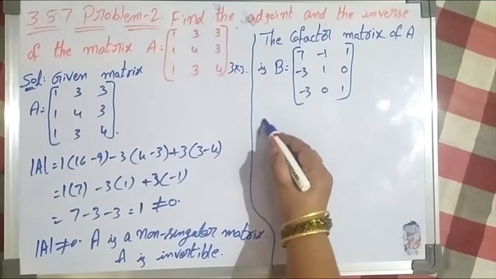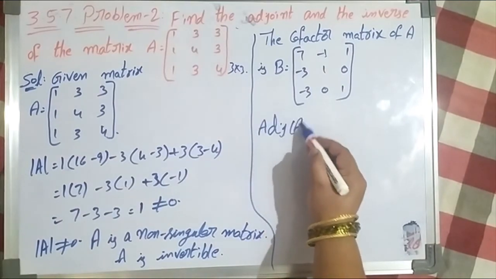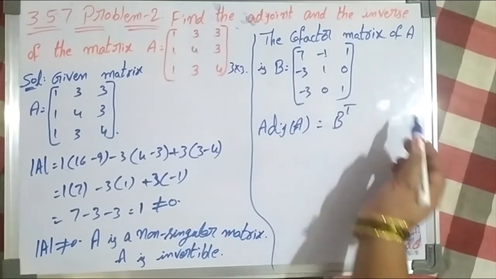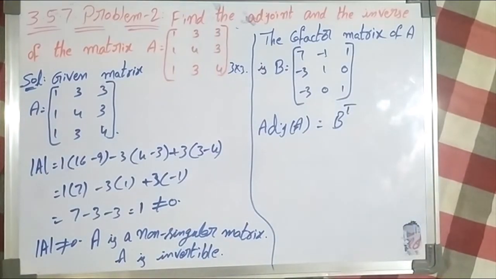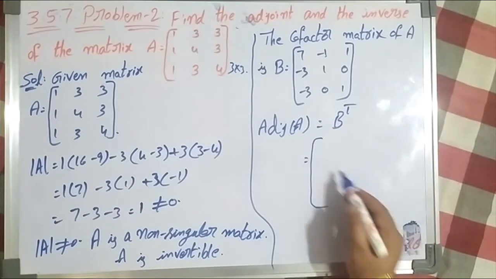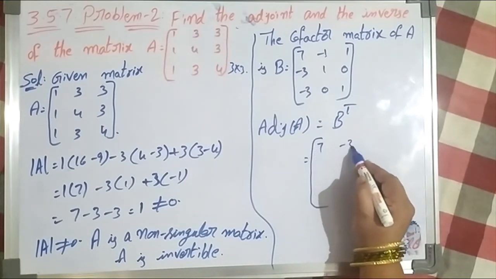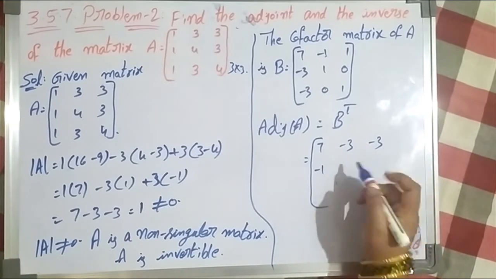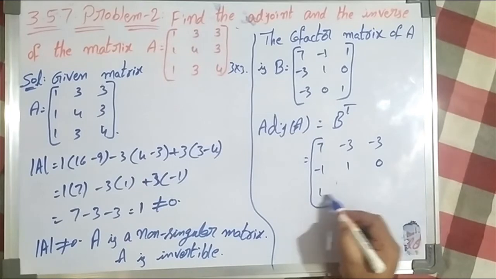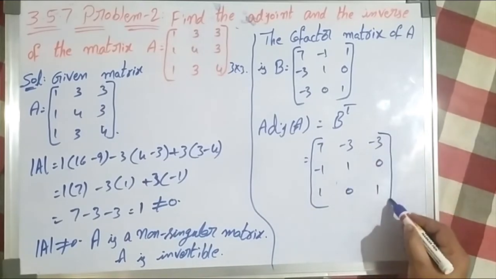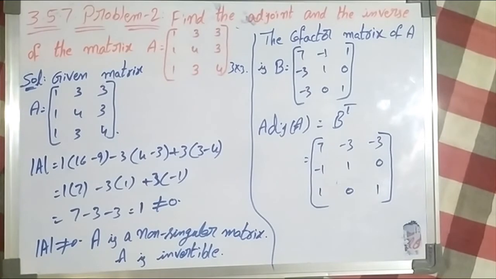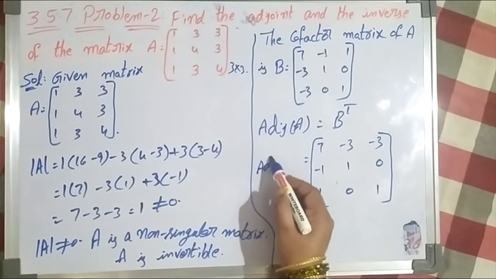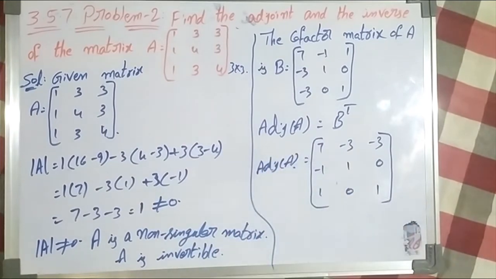Then next we have to find the adjoint of A. Adjoint of A is nothing but the transpose of the cofactor matrix of the given matrix. That is, adjoint of A equals 7, minus 3, minus 3, minus 1, 1, 0, 1, 0, 1. This is the adjoint of the given matrix.